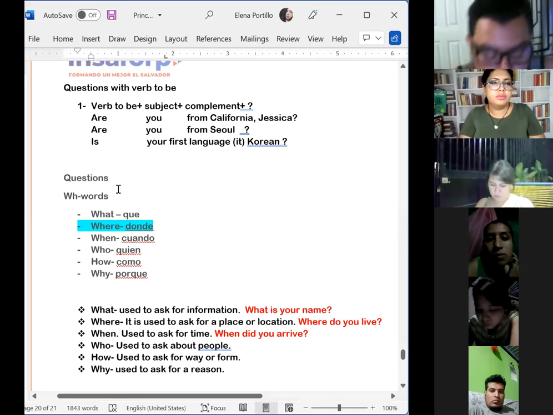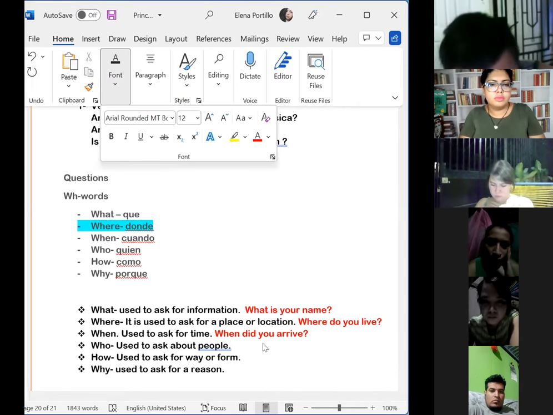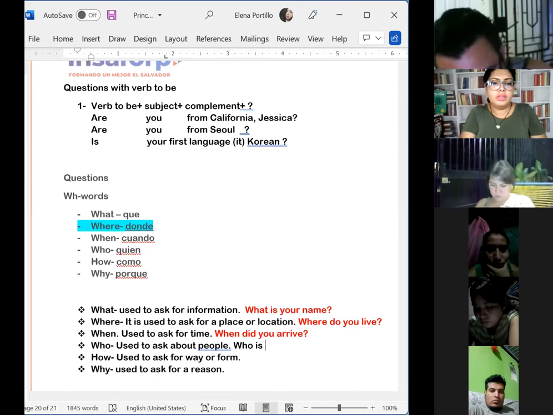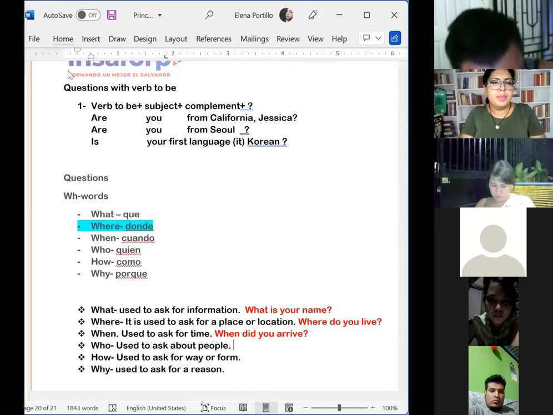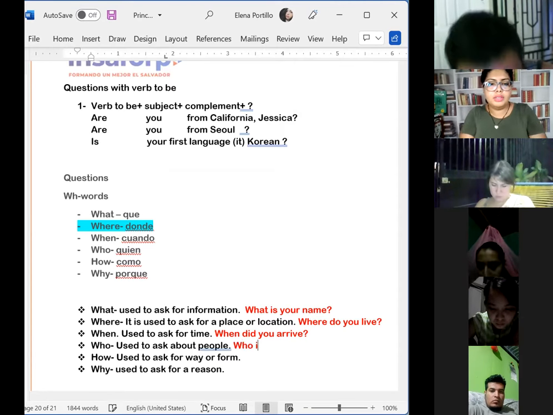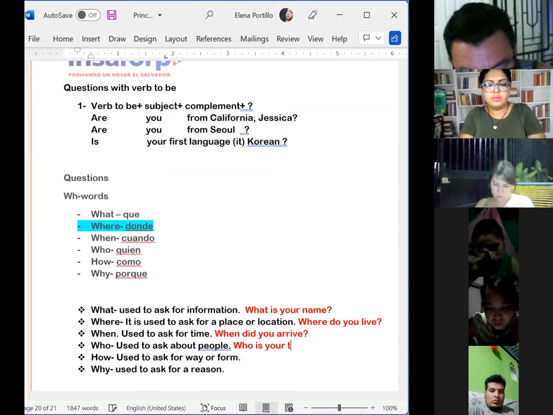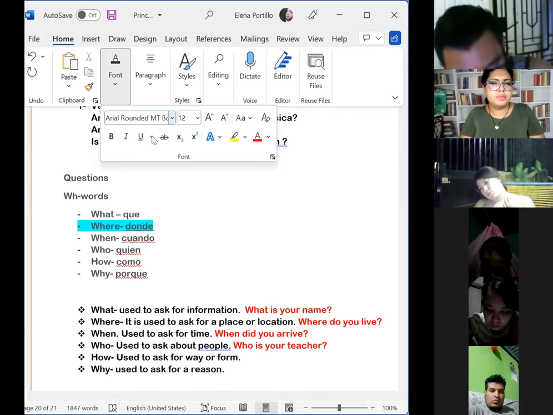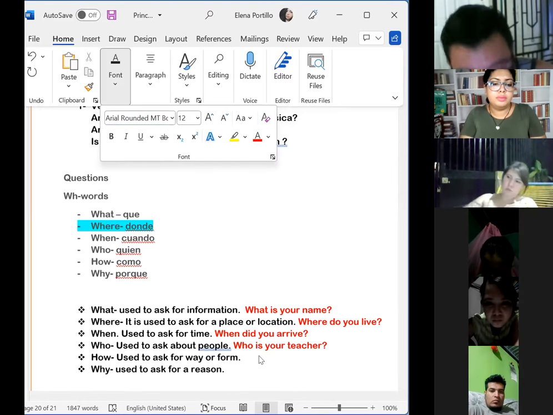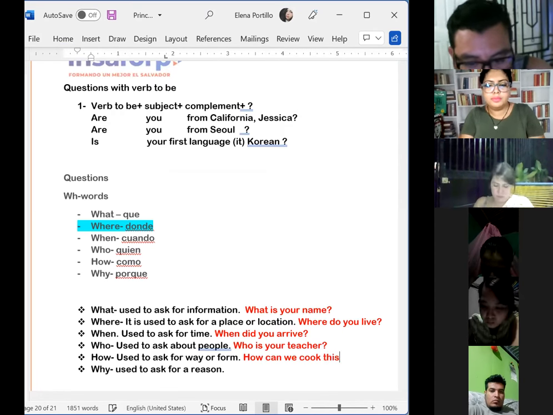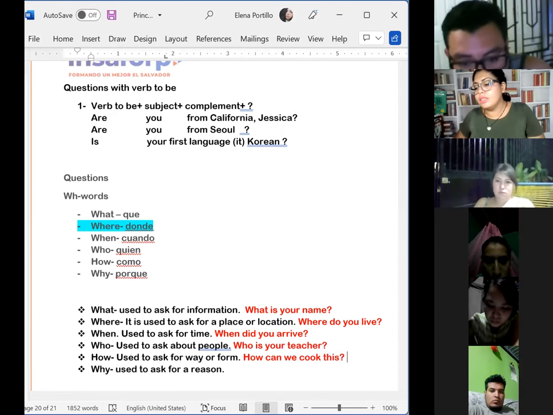Who? Who is, oh, it didn't change the color. Who is your teacher? ¿Quién es tu maestro o tu maestra? Then we have another one, and it says, how? How can we cook this? ¿Cómo podemos cocinar esto? How can we cook this?